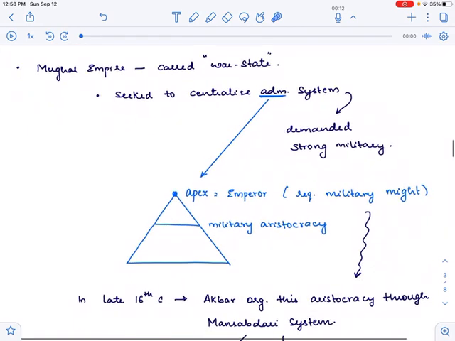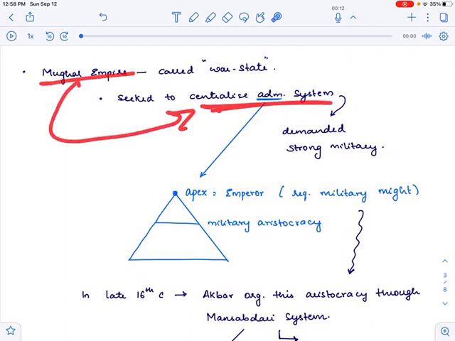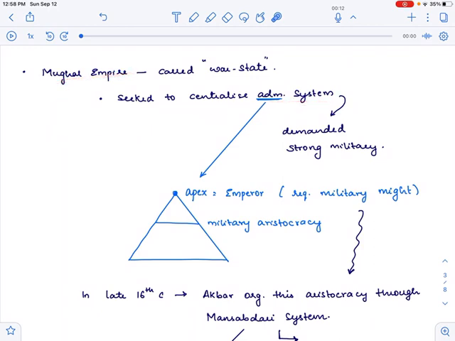Now let's see the reason why the Mughal Empire was called a war state. Basically, the Mughal Empire indulged in a lot of wars because of the kind of administration that the Mughal Empire sought. As I have already said, the Mughals tried to centralize their administrative system. So the Mughals had a proper hierarchy to carry out their administration.